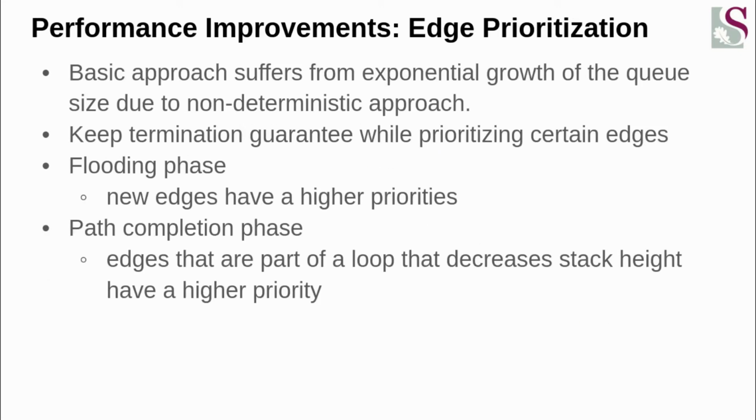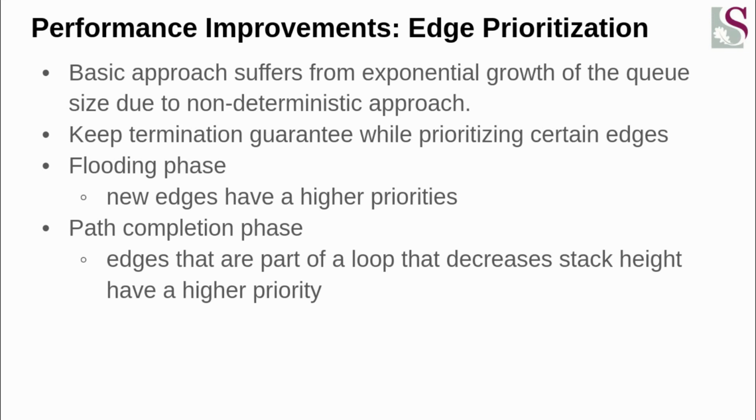As we can see with the examples from the base algorithm, there are sometimes paths which are not required in order to cover all the edges, due to the non-deterministic approach that we're taking with breadth first search. Now, on certain inputs, this can lead to an exponential growth in the queue size, which results in a very slow running time. So we wanted to improve this while still keeping the same termination guarantee and also still keeping the same guarantee of covering all edges and states.